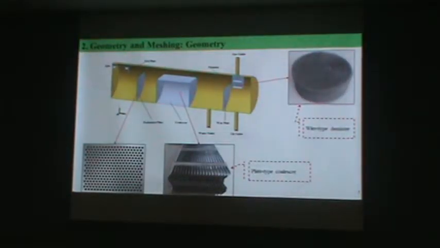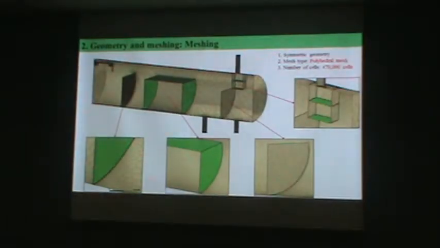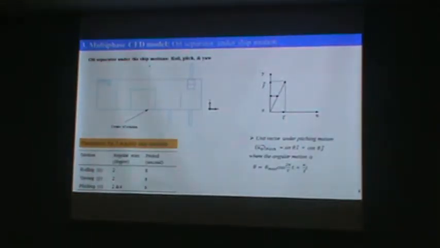Here is the geometry. Inside the separator are a perforated plate, compressor, and demister. Here is the dimension for the pilot scale oil separator. Next is meshing. The mesh type is a polyhedral mesh, and the number of cells is around 0.1 million cells. Here is a separator under ship motion.